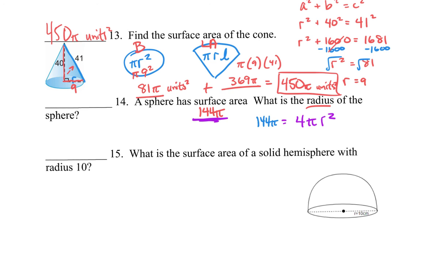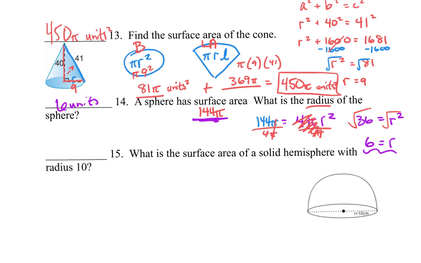All right, so we're going to solve it for r, which means I need to first divide by 4 pi. Okay, the pi's cancel out. And now I have 144 divided by 4. So 144 divided by 4 is 36. And on the right side, I have an r squared. We'll square root that to get r by itself. So r equals square root of 36 is 6. So my radius is 6 units.